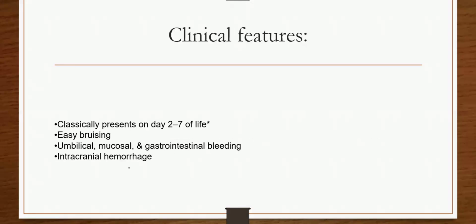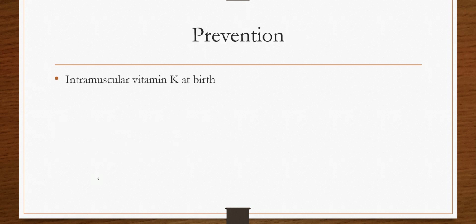So the clinical features of vitamin K deficiency classically present at 2 to 7 days of life: easy bruising, umbilical, mucosal and gastrointestinal bleeding, and intracranial hemorrhage. That is the key thing to be noted: infantile vitamin K deficient bleeding classically presents at 2 to 7 days of life. Okay, so the prevention is simple: intramuscular vitamin K at birth.